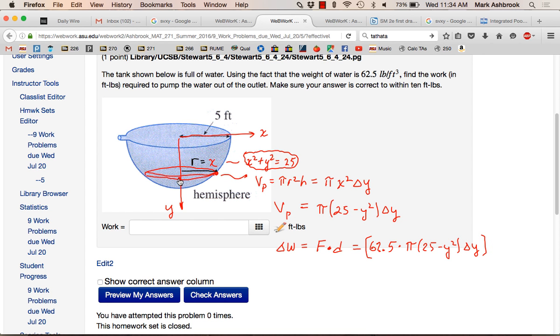What is the y-coordinate, the way I've drawn my coordinate system? It's from here to here. This is the distance that it has to go. Is that 5 minus y? No, y is 0 here, and it's increasing this way. If I put my origin down here, it'd be 5 minus y, but then my circle wouldn't be this. It'd be x squared plus y minus 5 squared equals 25. So the distance the layer has to go, from here to here, is y.